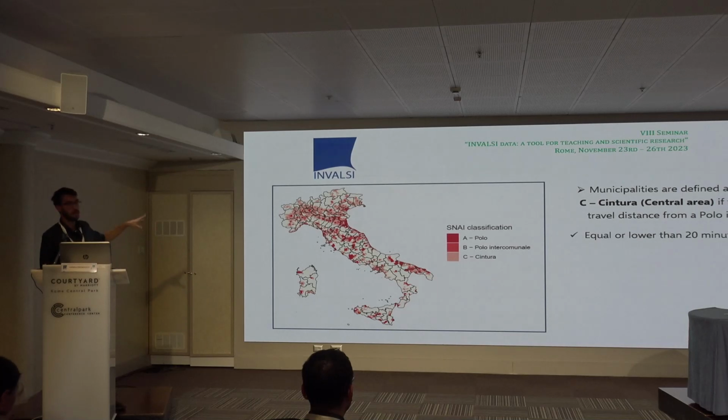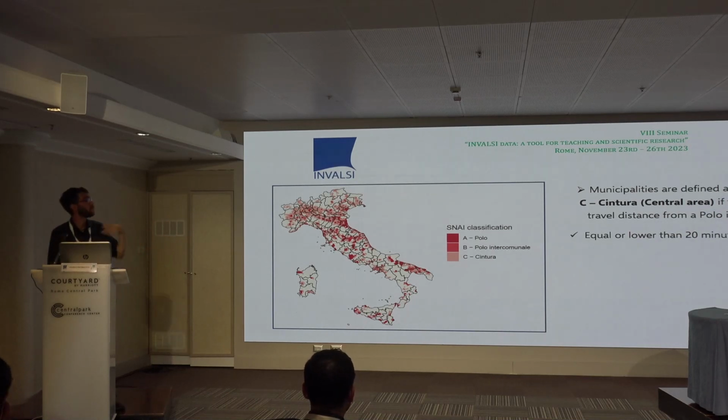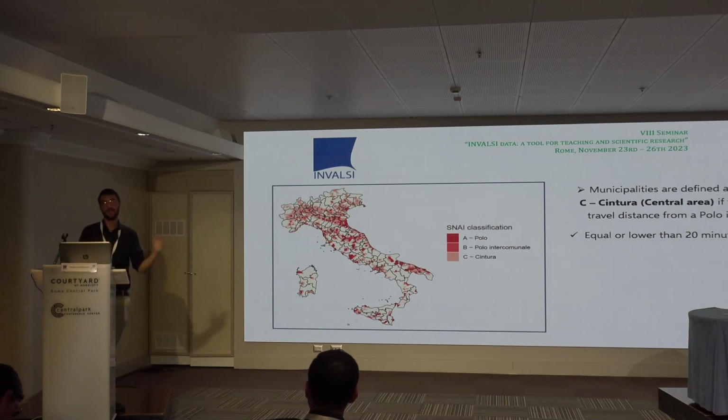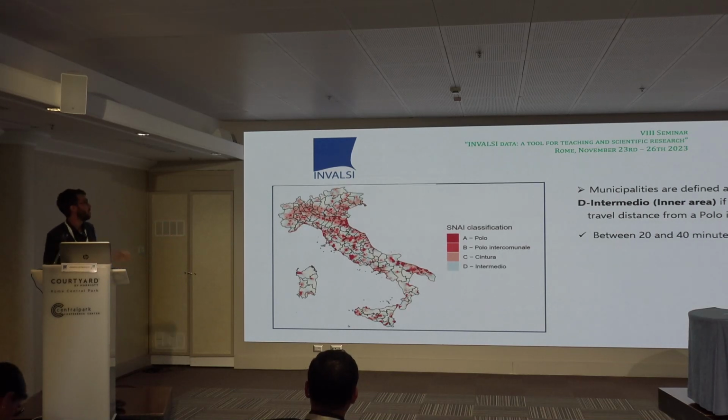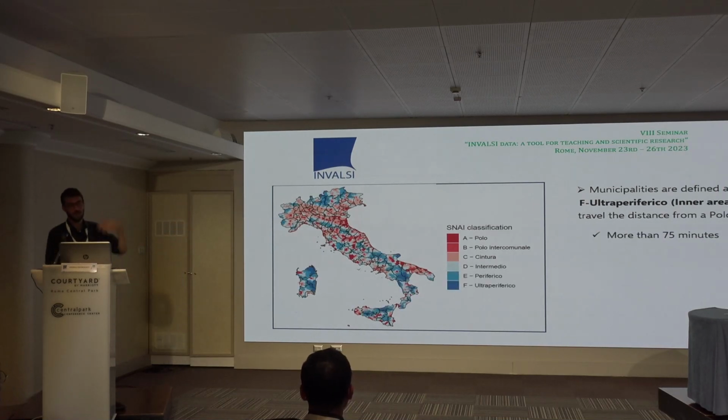Then, accordingly, there are the municipalities which are labeled as cintura, which have a travel distance, in terms of road travel time, of 20 minutes or lower. And then we have all the other municipalities, which are considered to be marginal areas, which are a different classification. However, it's from a distance which is 20 minutes or higher from a polo, so from a municipality which has those three essential services. There are intermedio, periferico, and finally ultra-periferico, which is a travel distance of more than 75 minutes.